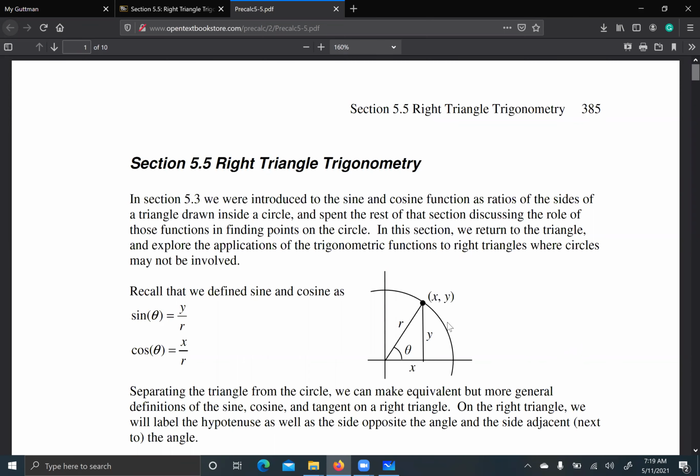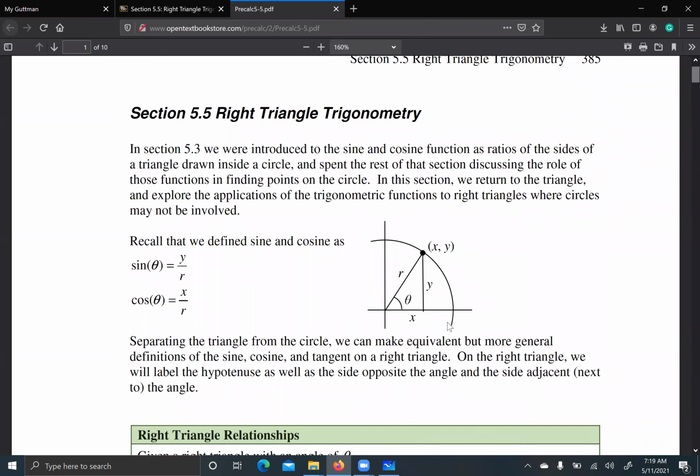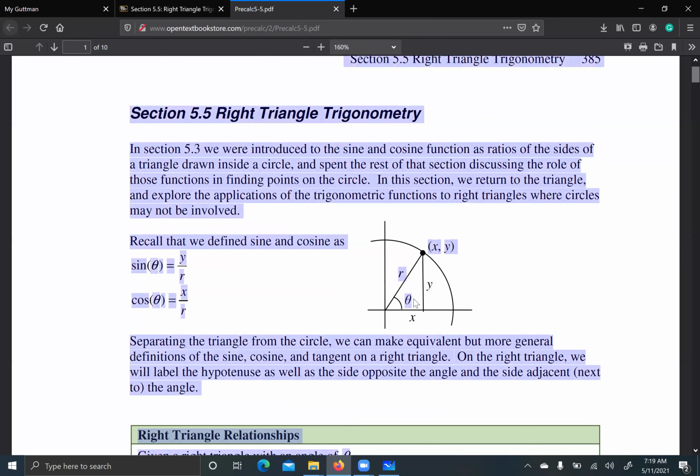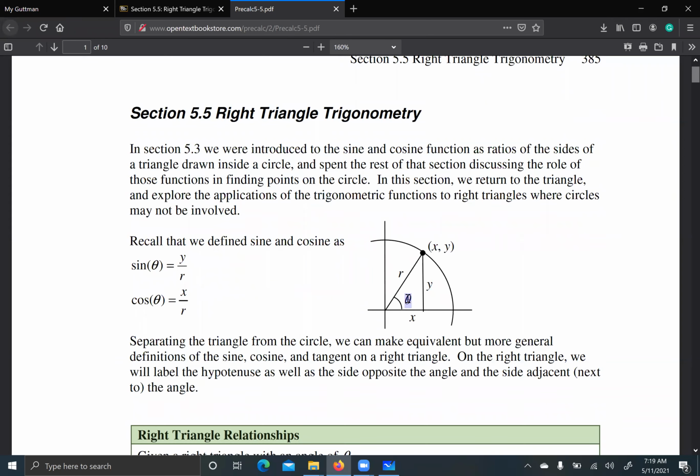In this video, we are going to study section 5.5 of the textbook, which is about right triangle trigonometry. So far, we studied trig functions such as sine, cosine, and more by defining the function for an angle. That angle corresponds to a point on the circle, like in this picture, where you see the point X and Y. It creates a unique angle theta, and because this X and Y is unique, we can define sine and cosine functions. For example, sine is the ratio of Y over R, and cosine is X over R.